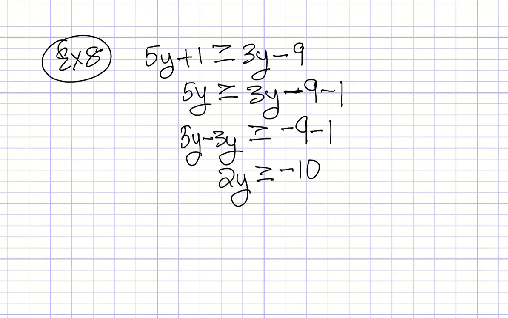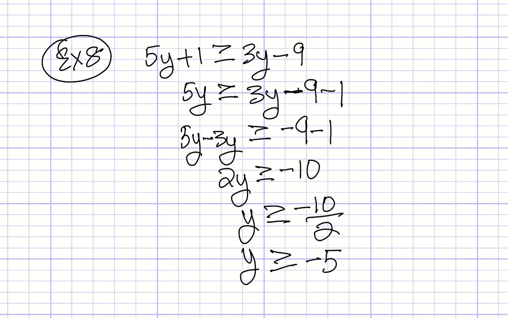You divide both sides by positive 2. You get y greater than or equal to negative 10 divided by 2. Okay? So you get y greater than or equal to negative 5. That's it. You see that, right? So you gotta do it systematically. That way you don't make mistakes. So that's how you do that.